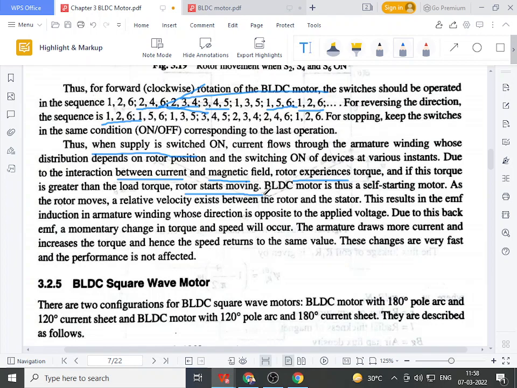In a synchronous motor, if you recall, the synchronous motor is not a self-starting machine. It requires certain auxiliary means to start it. That may be a damper winding, or an auxiliary motor like a DC motor or induction motor, and so on. But such a case is not there in BLDC. BLDC is a self-starting motor similar to a 3-phase induction motor.